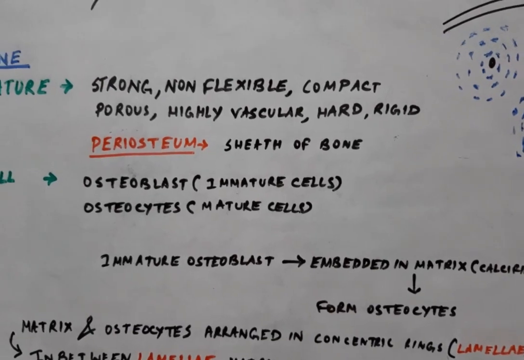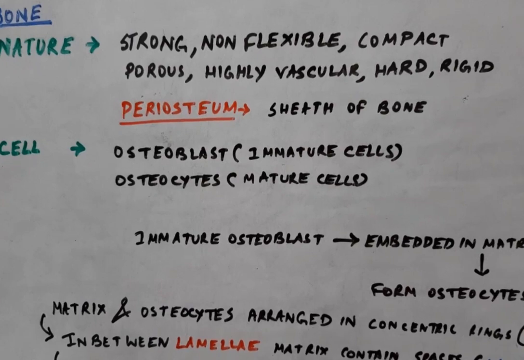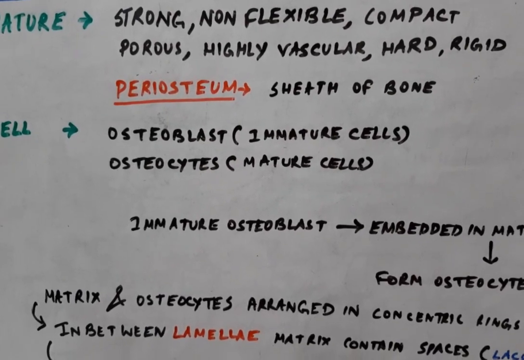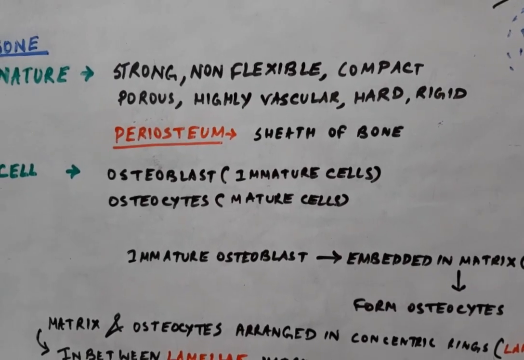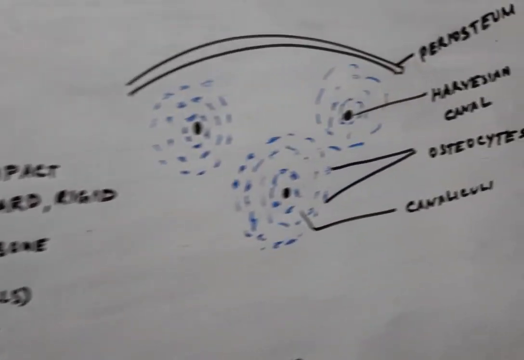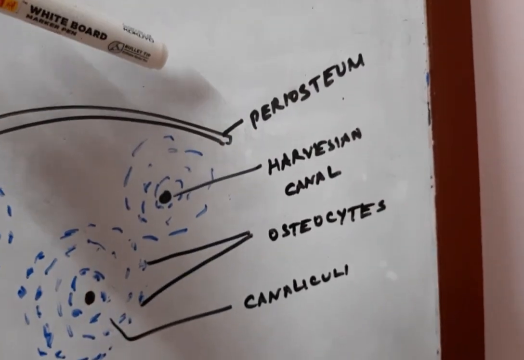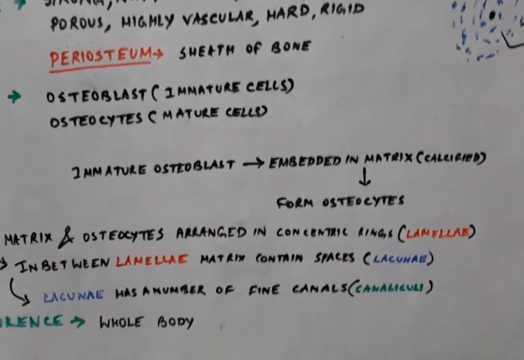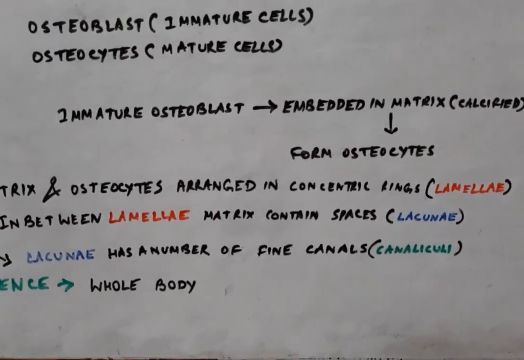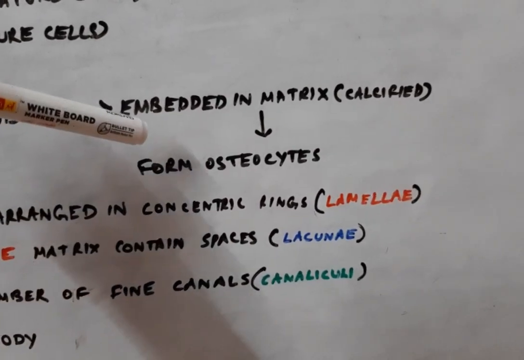Now the bone cells are called osteoblasts in the immature condition, and when they become mature, they are called osteocytes. Now the bone tissues are covered by a sheath. You can see here I have drawn the bone tissue which is covered by a sheath. Now what is this sheath known as? The sheath is known as periosteum. Now the cells of the bone tissues, generally in the immature form called osteoblasts, get embedded in the matrix.